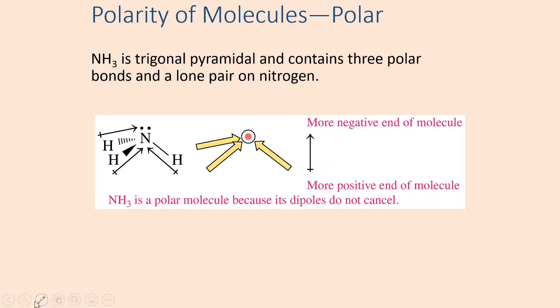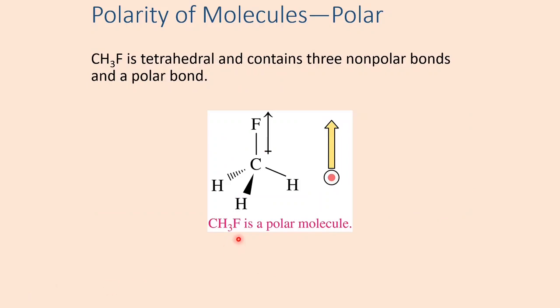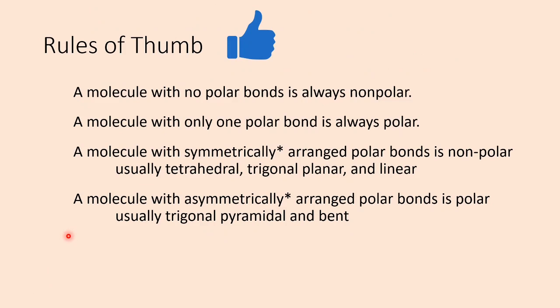Yet another example of a polar molecule is fluoromethane. So we have 1 fluorine and 3 hydrogens. The carbon-hydrogen bond is not polar. Only the carbon-fluorine bond is polar, and so there's nothing to cancel that out. This is a tetrahedral molecule, but it's still polar, because it's an asymmetrical tetrahedron. In summary, a molecule with no polar bonds is always nonpolar.